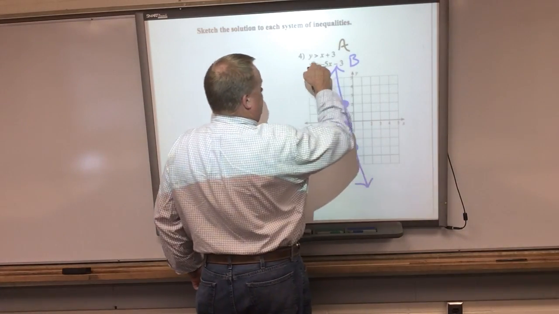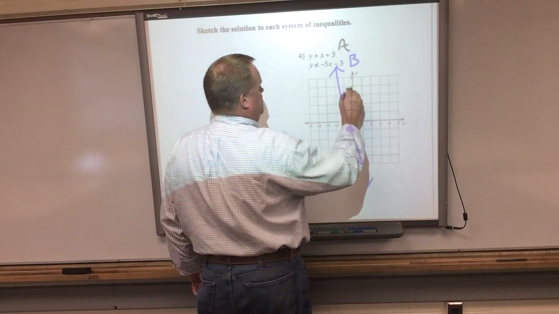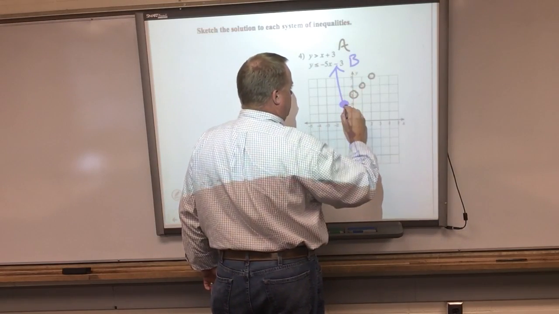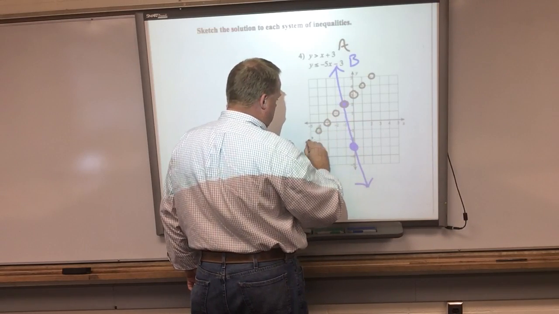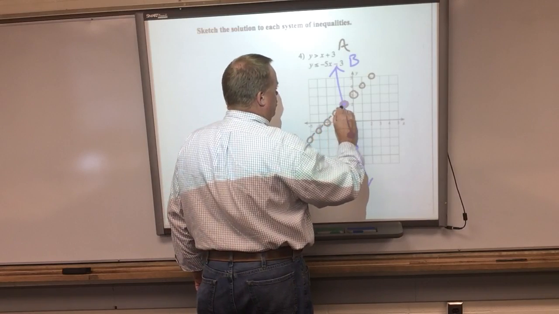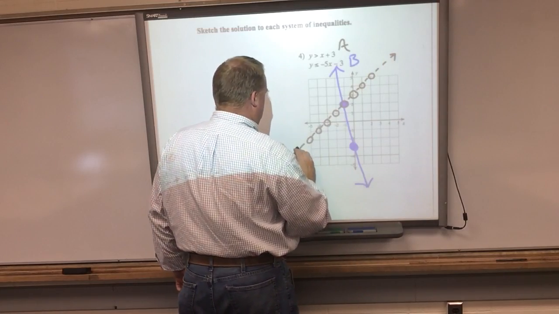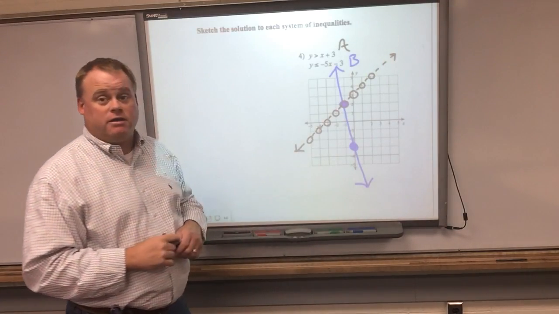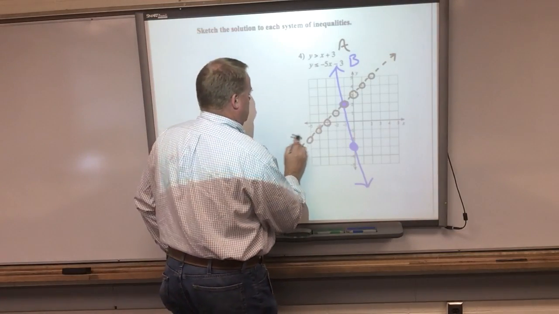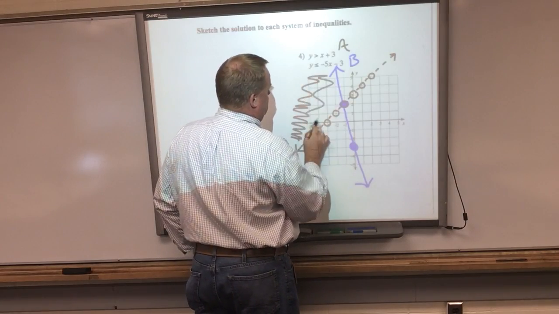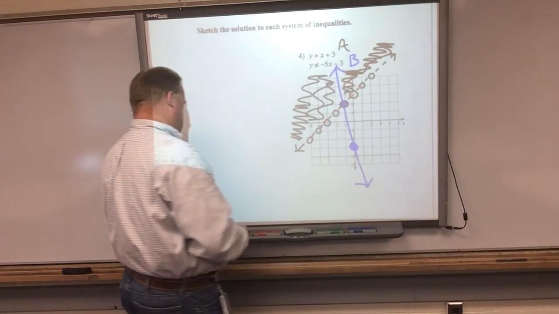Positive 3, but it's just greater than, so it is an open circle. And my slope is up 1 over 1. Up 1 over 1. Down 1 over 1. Connect the open dots with little dashes. We know that it's a dashed line because it's just greater than. And with it being greater than, I want to be above the line. So I'm going to shade above the line in my black color so you can see it.